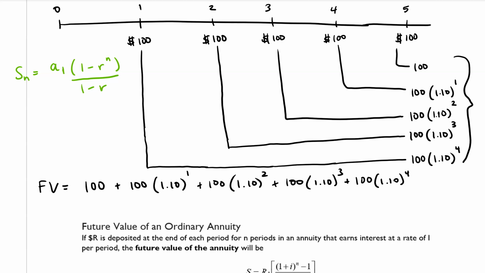So if we were to apply that formula here, we would get that the future value is equal to 100 times 1 minus the common ratio, which is 1.10, and we want to raise that to the 5th power since there are 5 terms that we're adding up, over 1 minus 1.10.